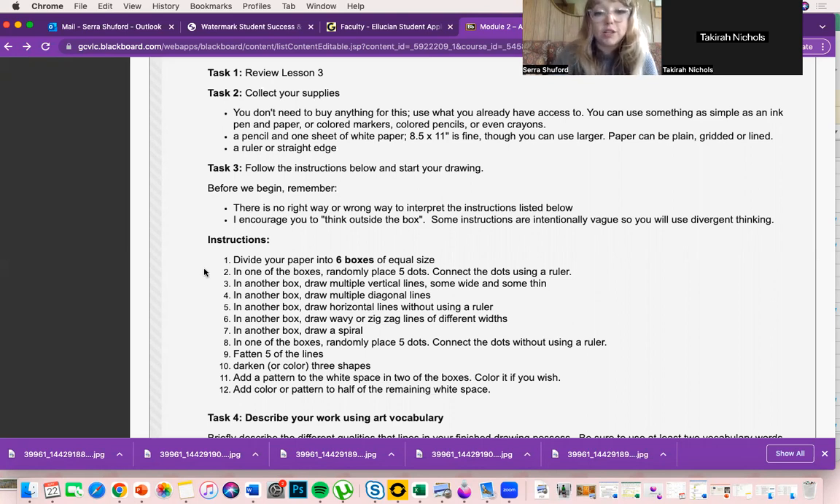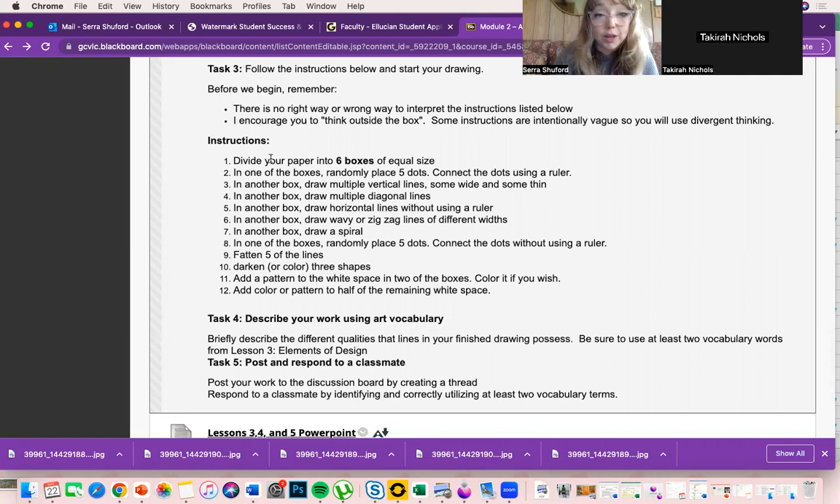I'm not going to read out all the instructions, but just a couple to start with. You'll divide your paper into 6 boxes of equal size. In one of the boxes, randomly place 5 dots, connect the dots using a ruler, and it goes on like that. So it's pretty vague. It's not super specific or anything. And really, as long as I can tell that you tried and gave it your best effort, then you should be fine on this.